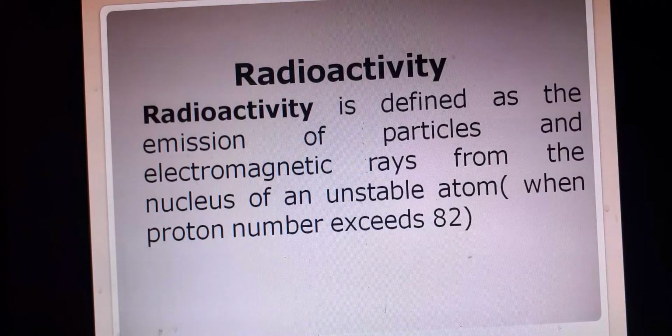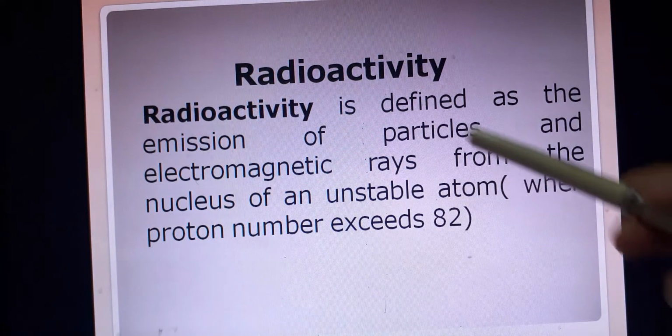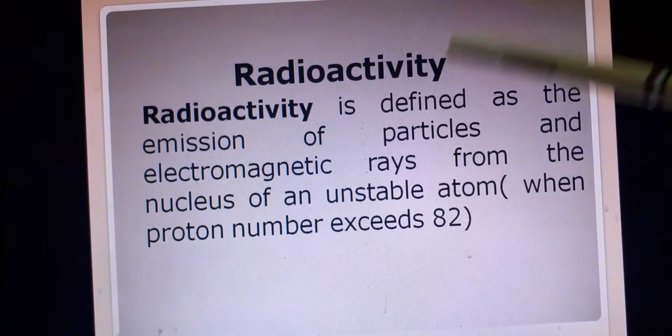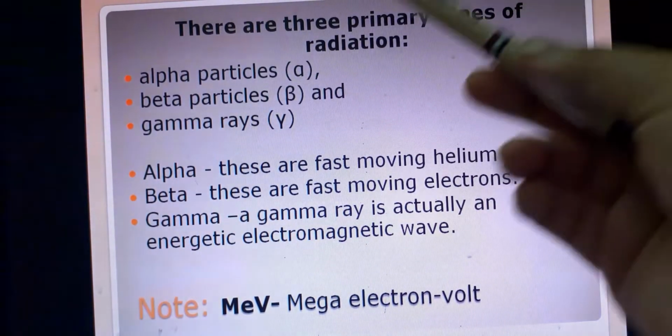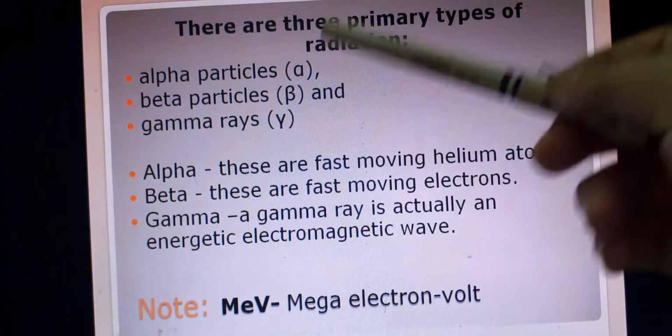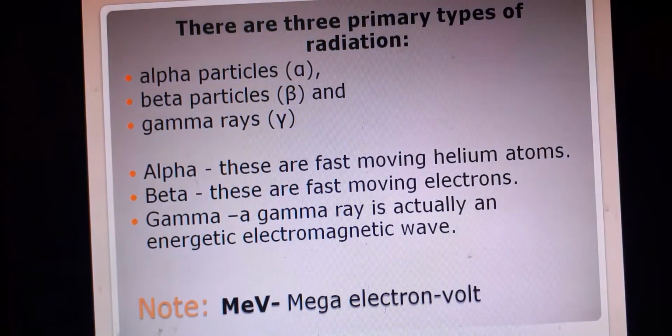Radioactivity is defined as the emission of particles and electromagnetic rays from the nucleus of an unstable atom. Due to radioactivity, we get three types of radiation from an unstable atom: alpha particle, beta particle and gamma rays.